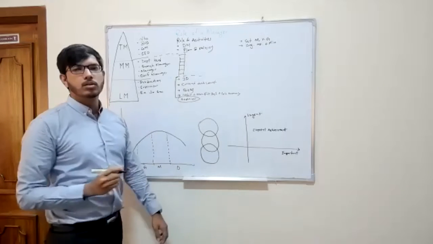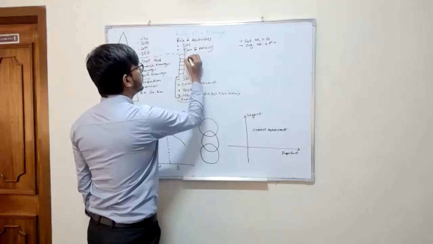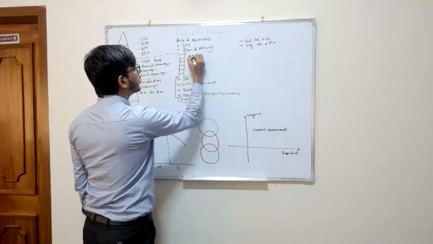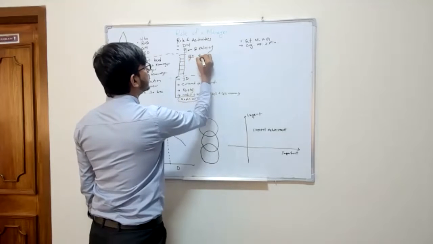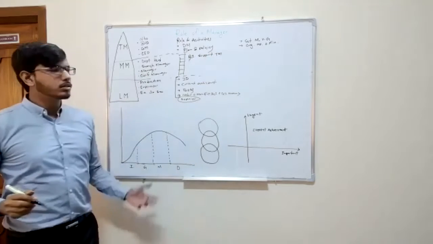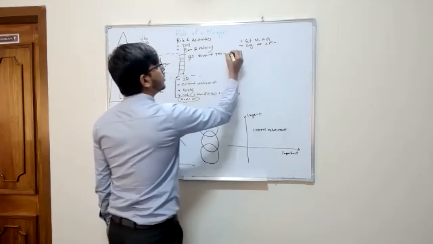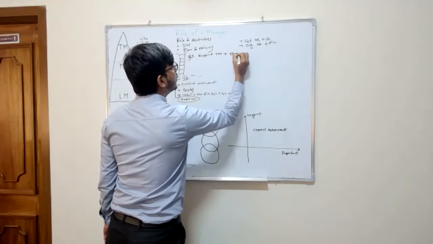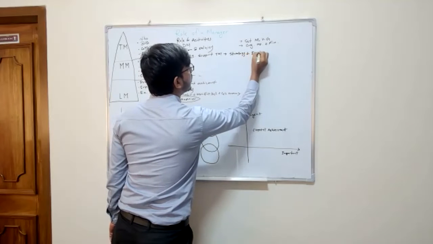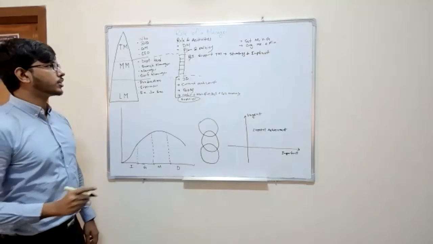And what is the main role of middle management? Basically, there are two major roles of middle management. First one is to support top management. So the question arises: how to support top management? Actually, they make strategy and implement it as per top management direction.